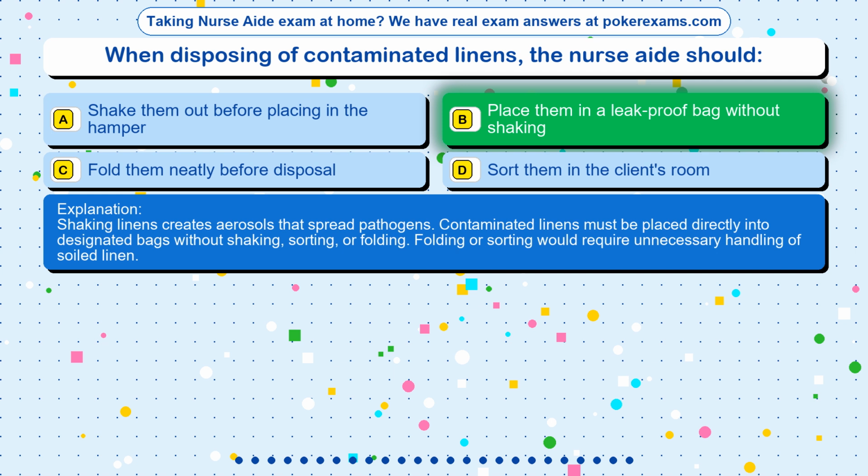Shaking linens creates aerosols that spread pathogens. Contaminated linens must be placed directly into designated bags without shaking, sorting, or folding. Folding or sorting would require unnecessary handling of soiled linen.